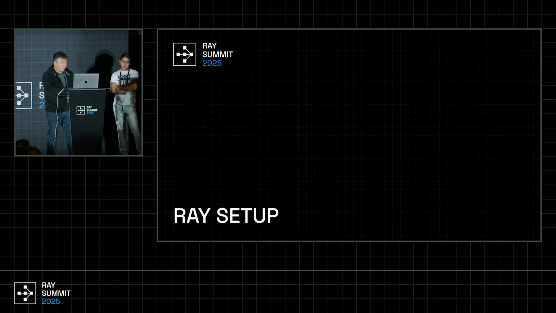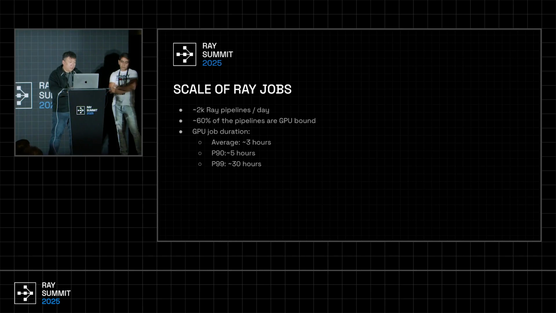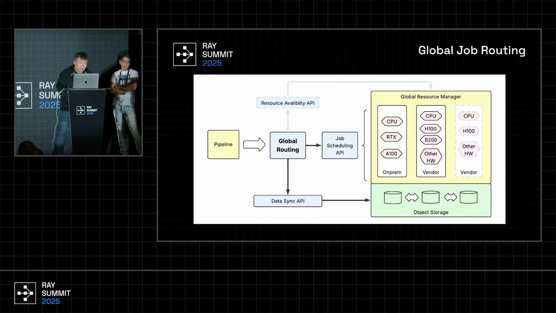Next, I will talk about our Ray setup. Before that, I want to briefly give you an idea about our scale on our Ray jobs. We have about 2K Ray pipelines running per day. 60% of them are GPU related work. We also have a Ray job on IC Boost, which runs on CPU. For the GPU jobs, on average, it's about 3 hours per job. We have a P90 of about 5 hours and a P99 of more than 1 day. So this is basically the scale and the challenge we want to solve.